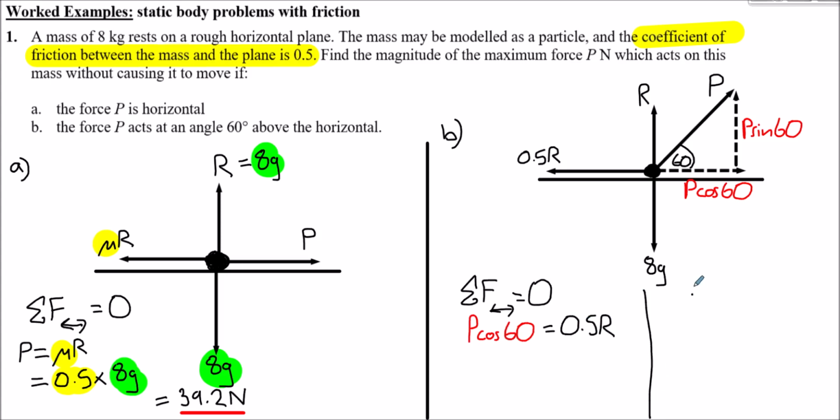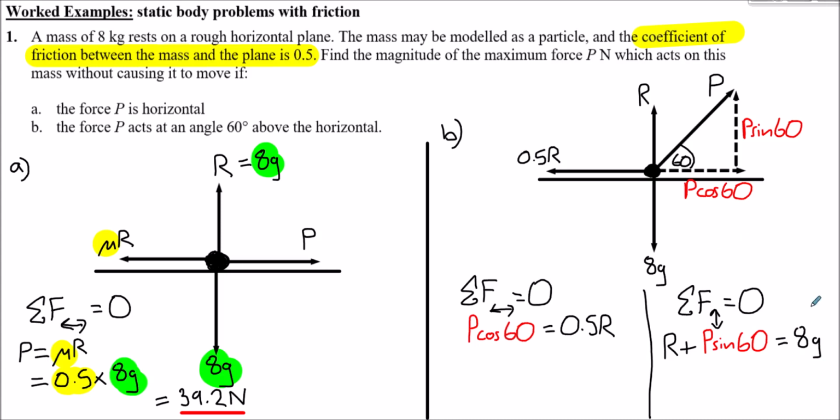Now consider forces in the vertical direction. They'll be equal to 0 as well, because again the system is still just about in a limiting equilibrium. So acting upwards, we have R. We also have P sine 60 going upwards. So that'll be counteracting the weight, which is acting downwards. The weight is 8g.